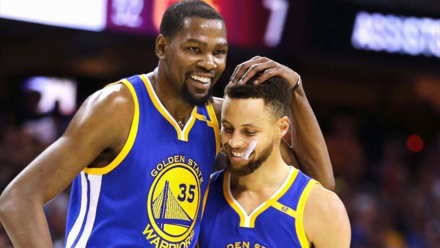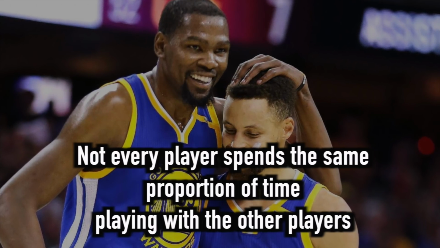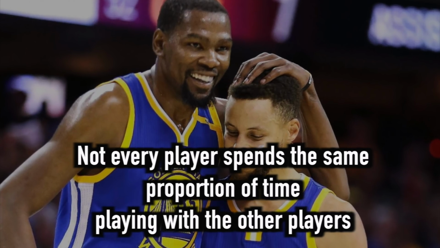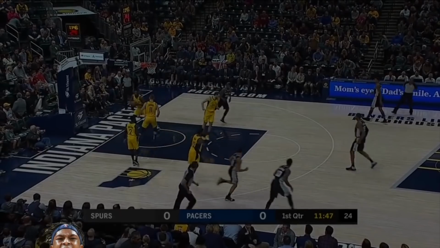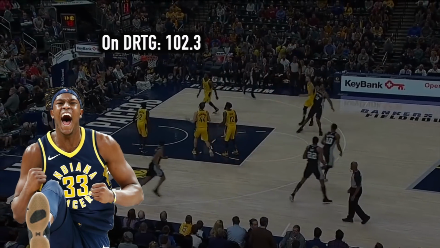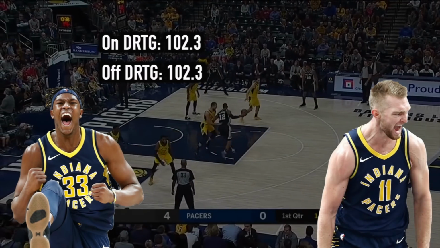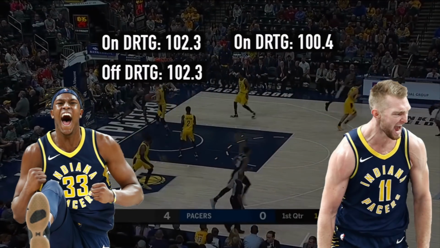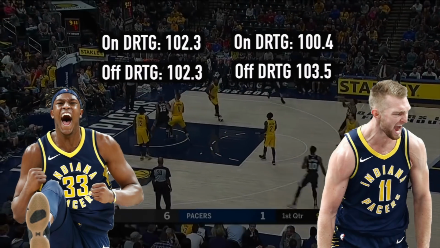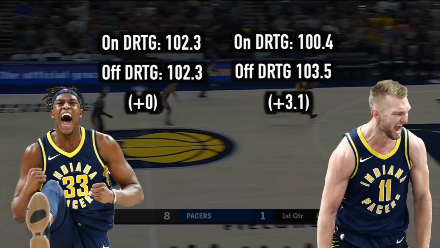Now, on paper, there doesn't seem to be anything wrong with stats like these until you consider that not every player on a given team spends equal proportions of their playing time with the other players. Let me give an example with the Pacers just to make it easy to understand. So currently, the Pacers' defensive rating is 102.3 when Myles Turner is on the floor, and it's the exact same rating with him off the floor. However, when Domantas Sabonis is on the floor, the Pacers have a 100.4 defensive rating, and when he's off the floor, the Pacers have a 103.5 defensive rating. And remember, defensive rating is how many points you give up per 100 possessions. The lower the number, the better.